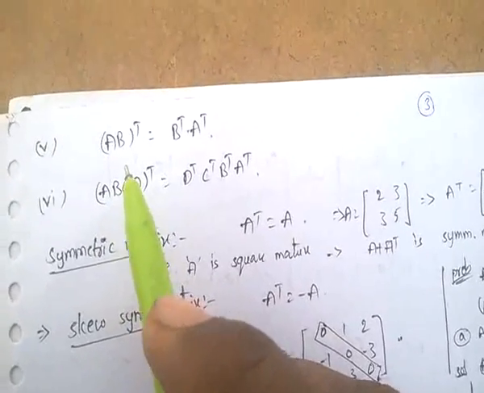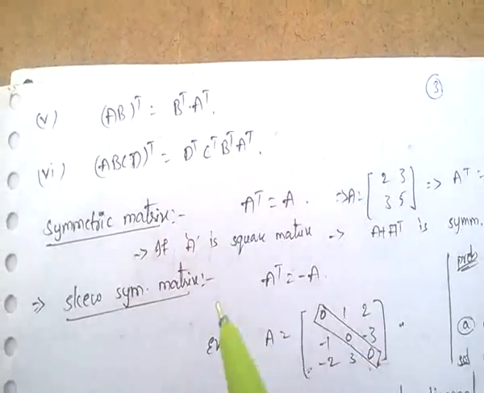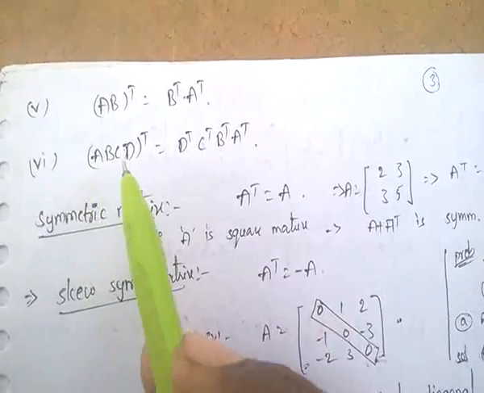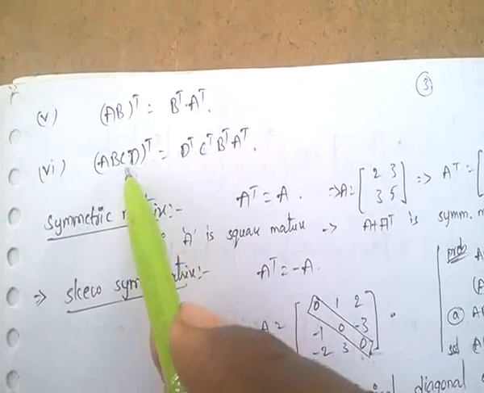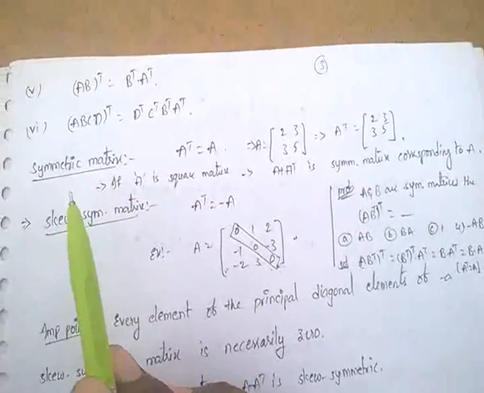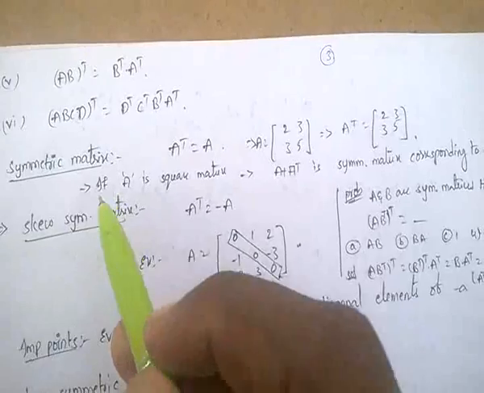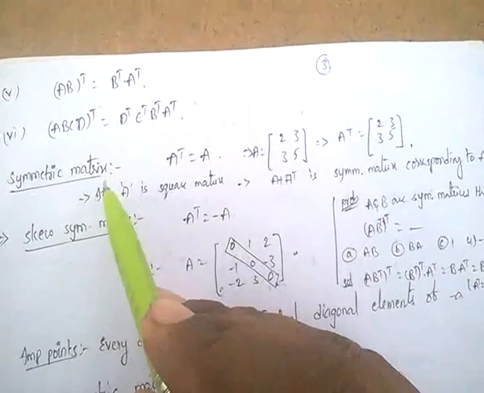This property is very important. AB whole transpose equal to B transpose into A transpose. Okay, in the case of ABCD whole transpose, first of all D transpose into C transpose into B transpose into A transpose. Okay. Next, symmetric matrix, very important. If A transpose equal to A, then it is called a symmetric matrix.